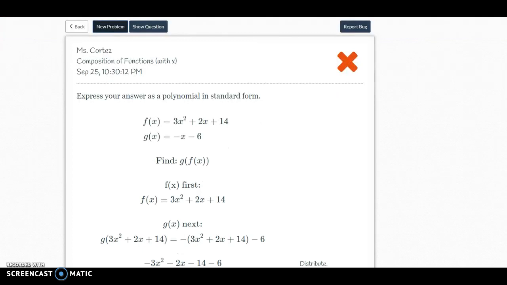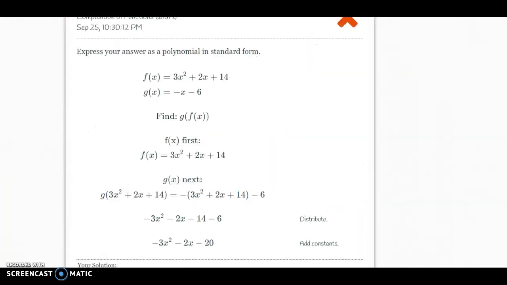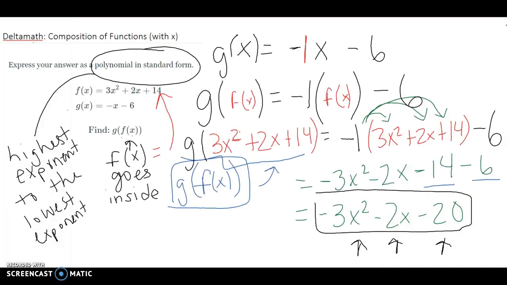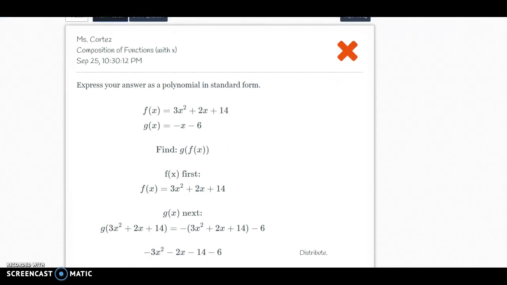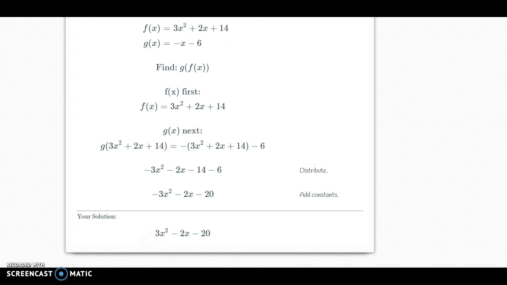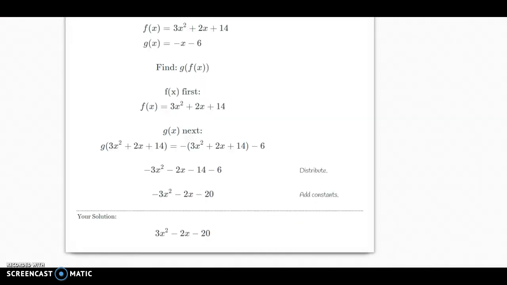Oh, it's wrong. What did I do wrong? One thing I love about Deltamath is that you can go and look at your solution so you can tell what happened. Notice that I missed a negative in front of my negative 3x. However, I did have a negative here. So again, just be double checking your answers so you don't make mistakes like I did.